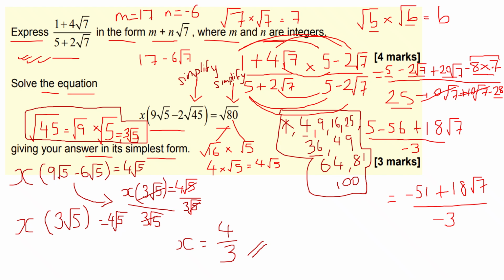What number goes into 45 and 80? Well, 5 goes into both, and the other number will be a square factor, or a square number. So revise your square numbers, but if in doubt, write out your square numbers if you're unsure. But that is how we simplify or work with surds, and that is how we rationalize our denominator in the first question. Hope that makes sense.